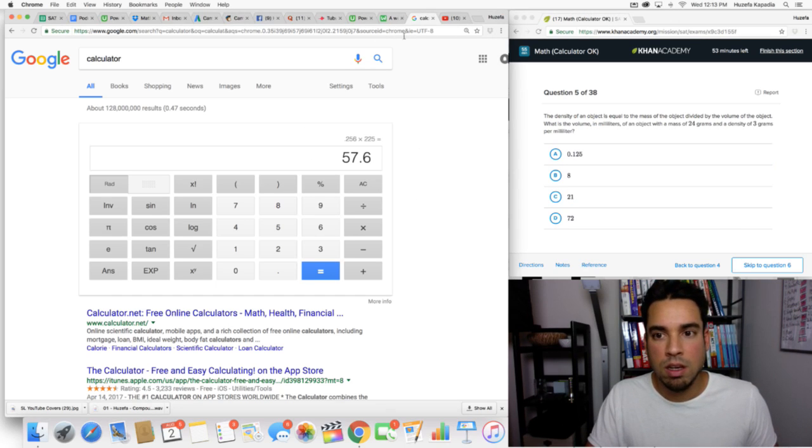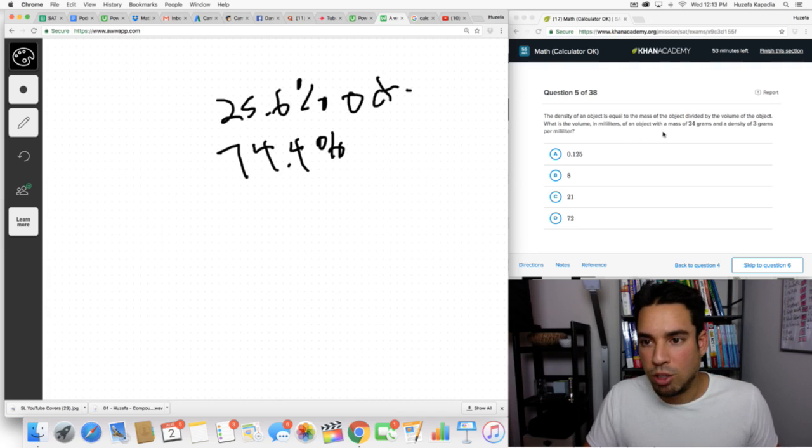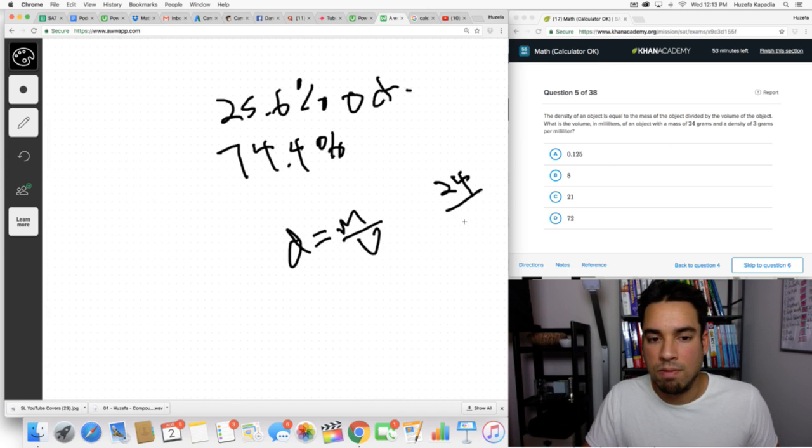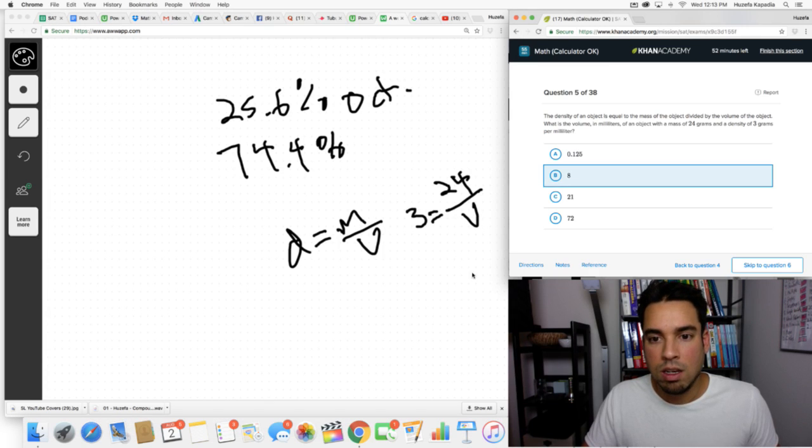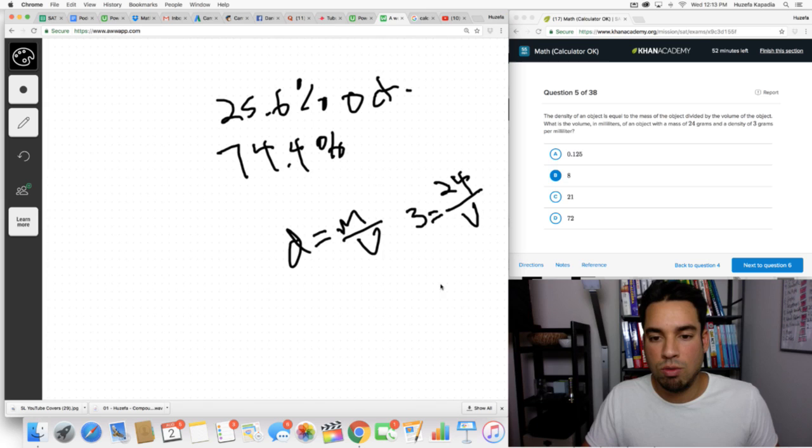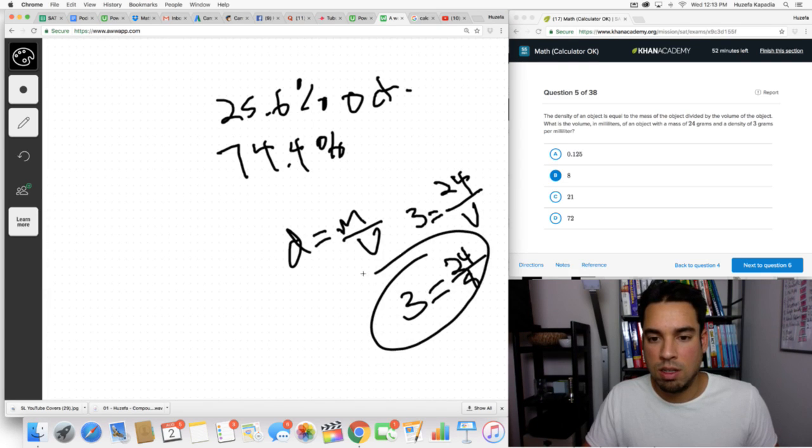I did that a little fast. The density of an object is equal to mass divided by volume, right? What is the volume in millimeters of an object with the mass of 24 grams and a density of 3? We want volume, so this is just solving for V. What would make this true if V is 8? Because 24 divided by 8 gives you 3, right? So I kind of did that one a little fast.